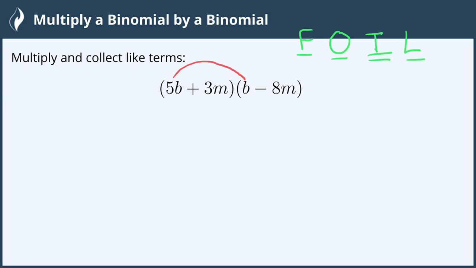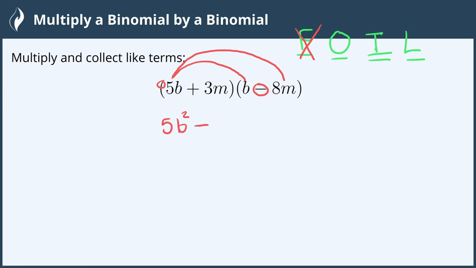So we'll do the first times the first. This gives us 5, and b times b is b squared. Now that we've completed the first, we can move to the outside. This means that the outside two terms right here can be multiplied together. And we'll notice that there's a subtraction sign here. If I have a positive, which I do here with the 5, and the subtraction times the 8, then I'm going to keep it a subtraction.